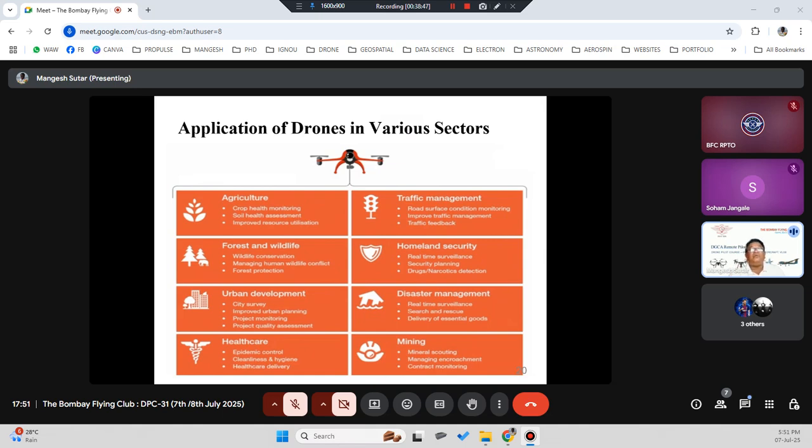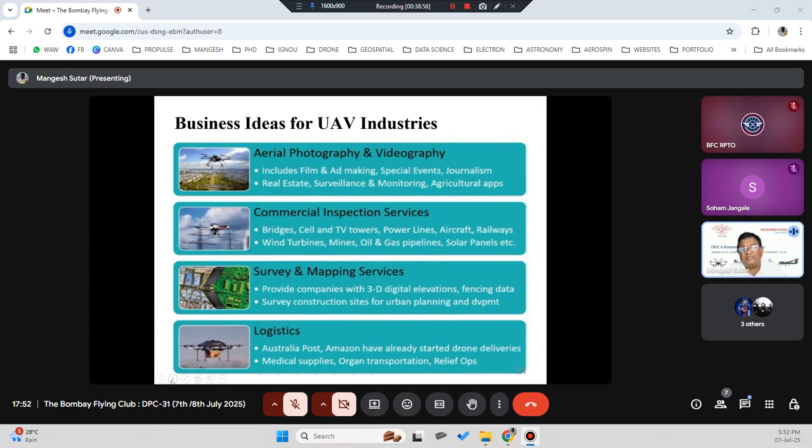Okay, but there are new industries, new sectors also coming up where drones are being utilized regularly. So you can see these are some business ideas for the UAV industry. Those people who are interested can start up aerial photography or videography. A lot of students who have done courses from us are already into aerial photography or videography, or wanted to start, and they have benefited from this course.